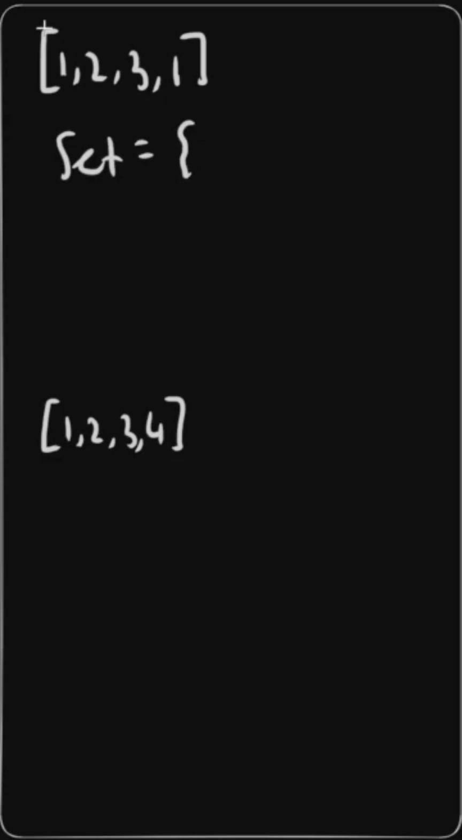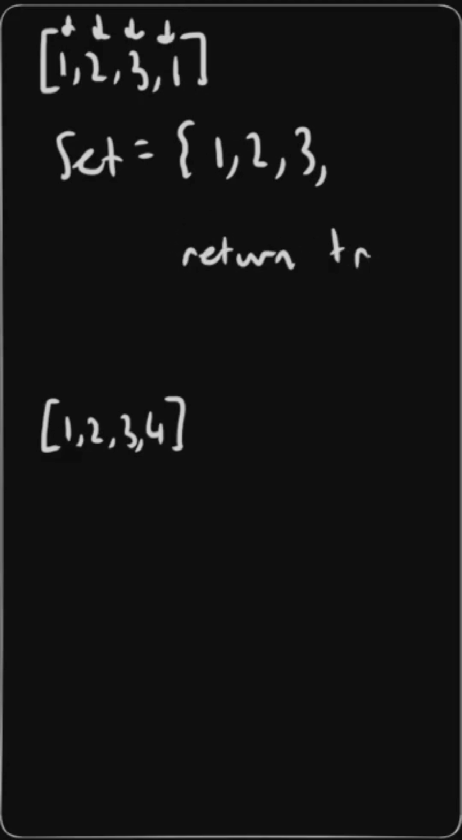So we'll have a set. Initially, it's going to be empty. And we'll look at the first value. We'll check if that value is in the set. It's not. Therefore, we haven't seen it before, so we'll add it to the set. We'll then look at 2. Is 2 inside of the set? It's not. Therefore, we can add the 2. Is 3 in there? It's not. Therefore, we can add it to the set. We then check if the 1 is in there. It is in there. Therefore, we return true because we found a duplicate.